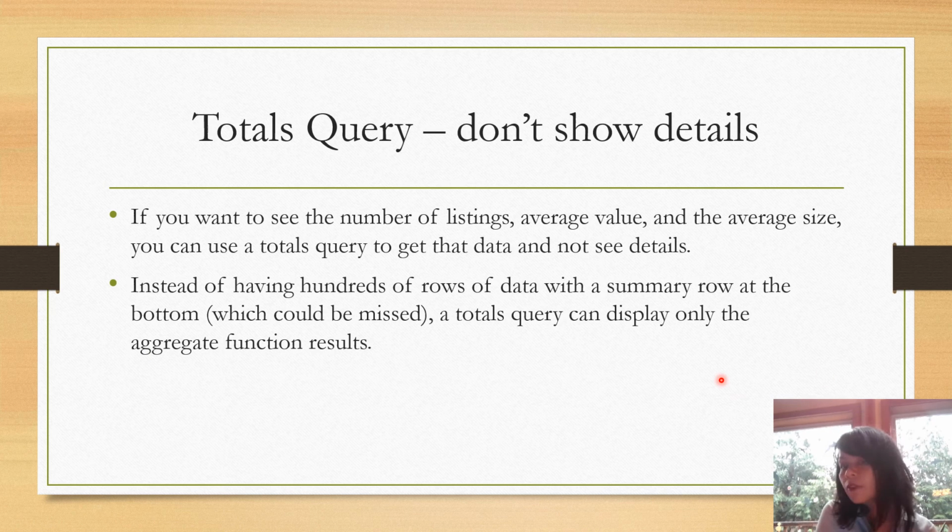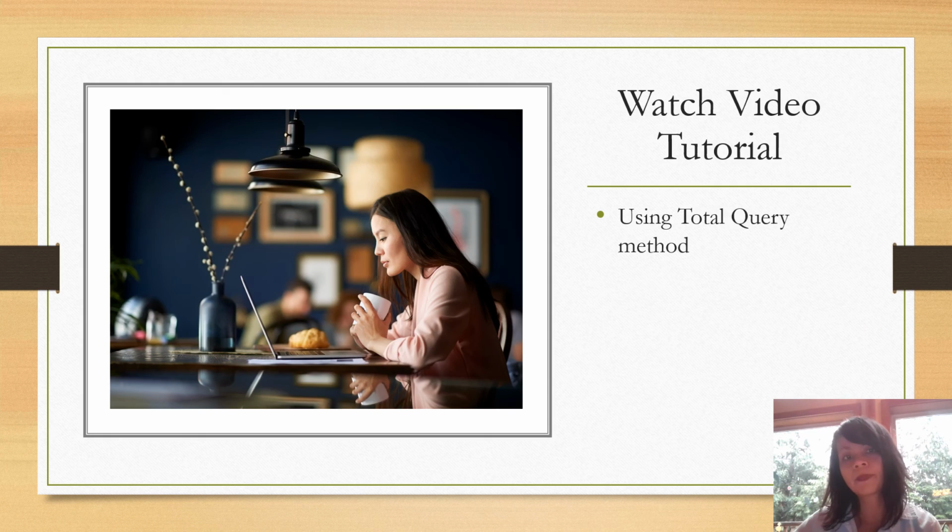The first advantage I talked about was that the totals query doesn't show the details. If you want to see, like, the number of listings, average value, and average size, you can use the totals query to get that data and not see the details. So instead of having hundreds of rows of data with a summary row way at the bottom, which could be very easily missed if you scroll and scroll, the totals query displays only the aggregate function results, which can be very useful and to the point. So please watch the video tutorial on using the totals query method, and when you're done, please come back to the PowerPoint.